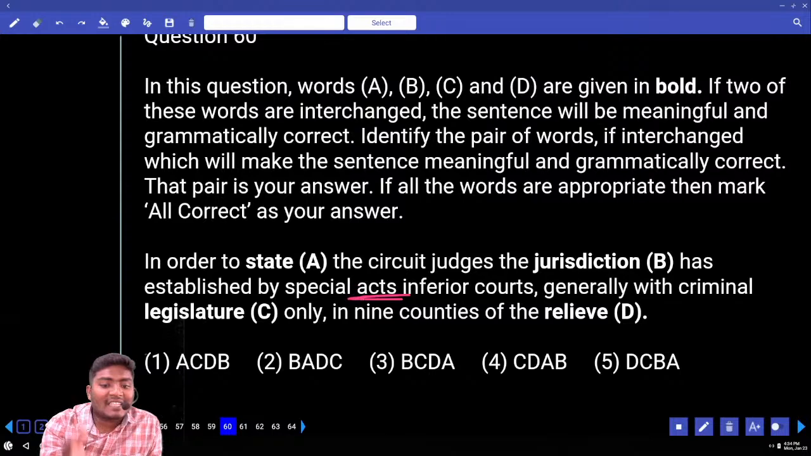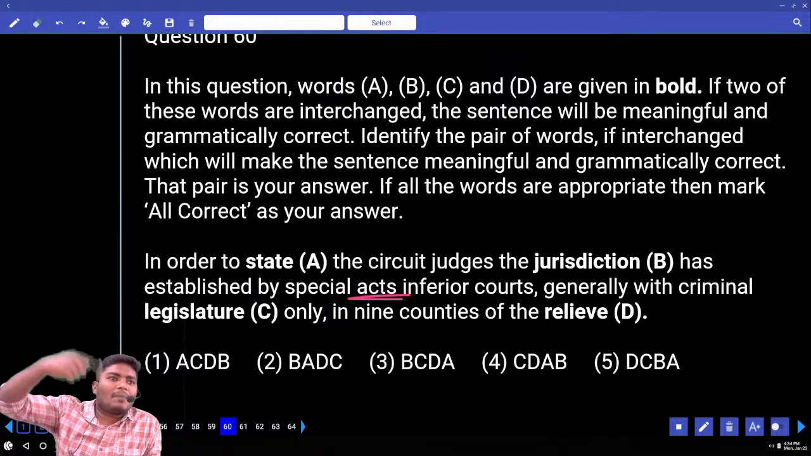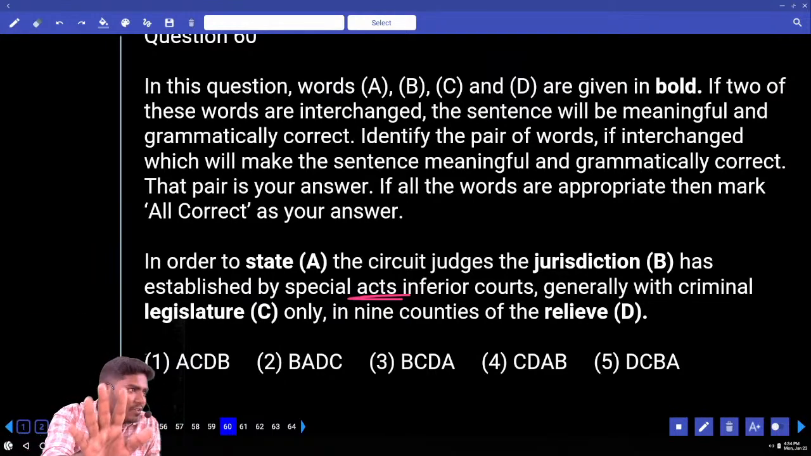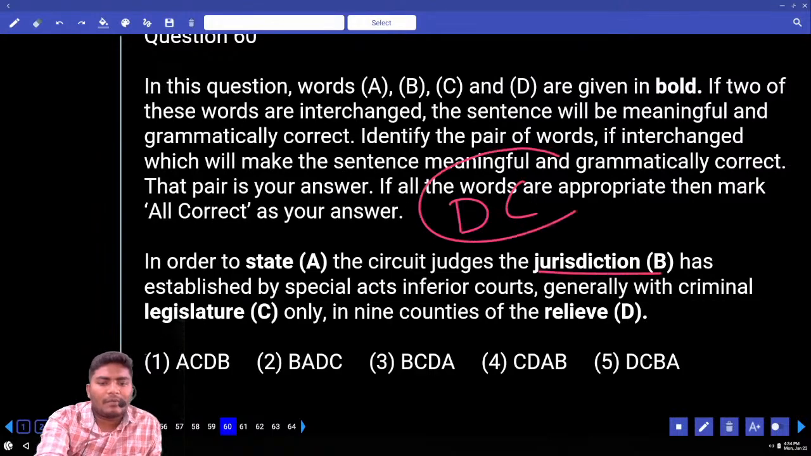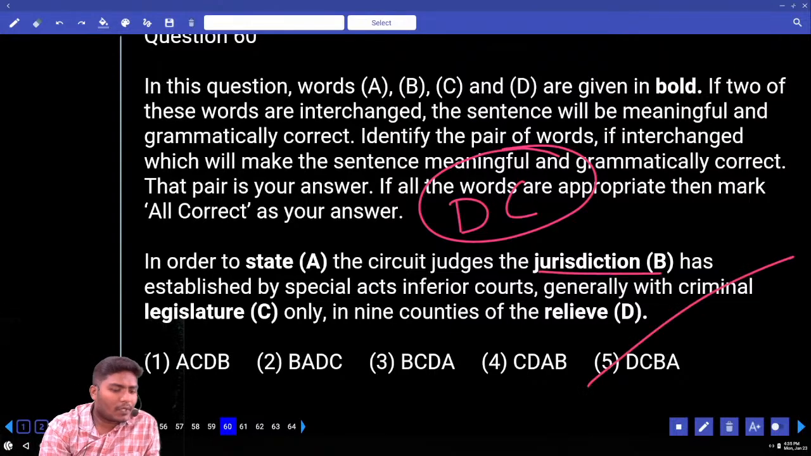Some special acts are established. Who can establish the acts? Jurisdiction or legislature? The legislature brings up new rules, not the jurisdiction. And whatever rules are brought up by the legislature, those rules are followed by the jurisdiction. That is the order we have. So in the beginning it must begin with D, and in the second place we have to go with C. Now tell me DC in the beginning. Where is that answer? Fifth one.